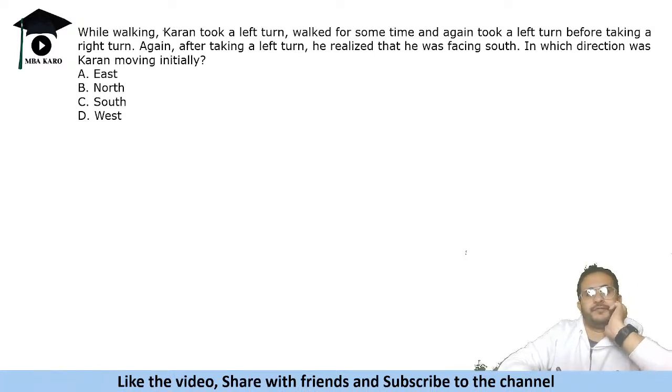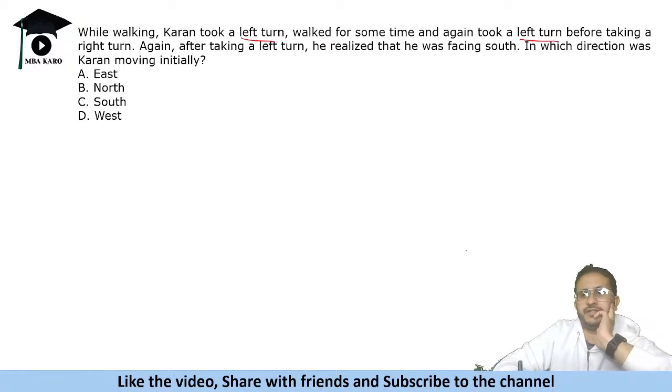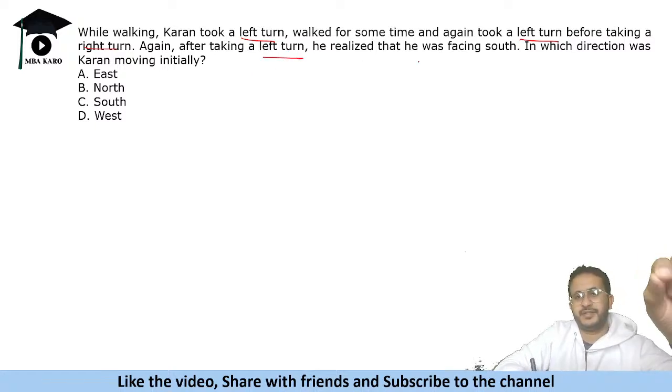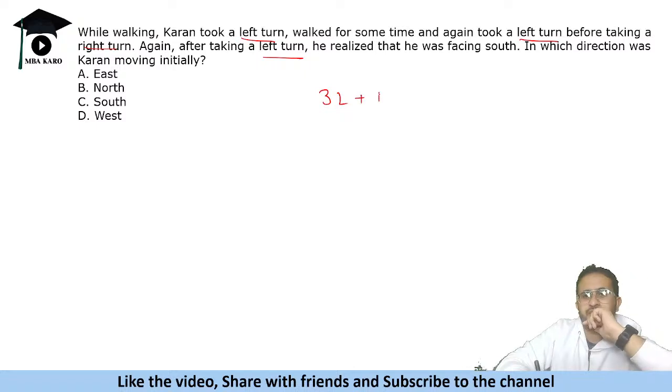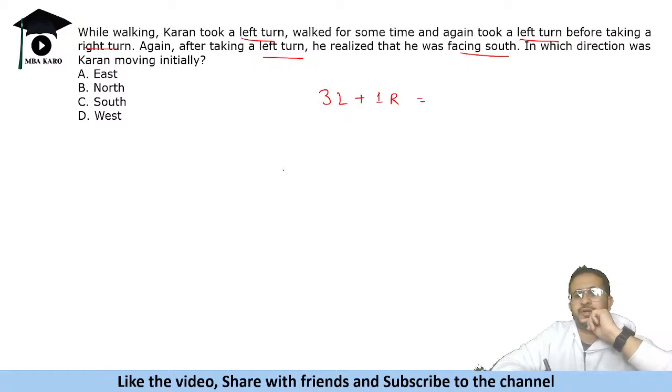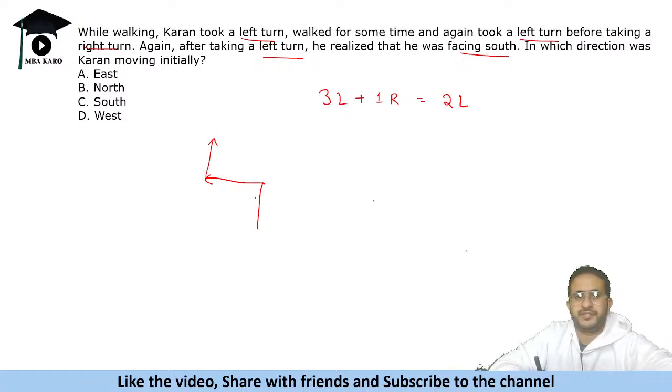So which direction did he start walking? Okay, so we need to find how many turns he took. He took a left turn, then again a left turn, then a right turn, and then another left turn. So three lefts plus one right. And then he was facing south. Now, three lefts plus one right means a left and a right cancel out. Let's say you are going in this direction, you take a left turn and then a right turn, so you end up in the same direction. So the left and right cancel, and basically he took two left turns. Two left turns making south, so that means he must have been going north.